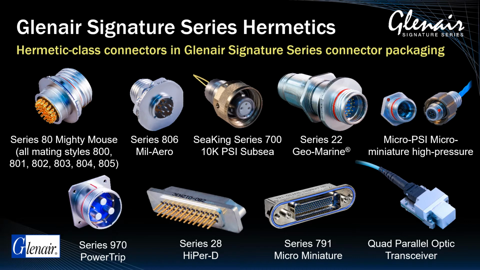The Series 80 Mighty Mouse and Series 806 Mil Aero, for example, are micro-miniature circulars with higher density contact spacing and smaller overall packaging compared to D38999. Other special series include high-pressure subsea, downhole, and pipeline inspection hermetics, advanced power connector hermetics, rectangular form factor hermetics, and finally many of our photonic transceiver modules are also supplied in rugged sealed hermetic packages.